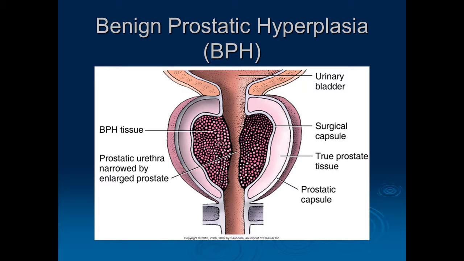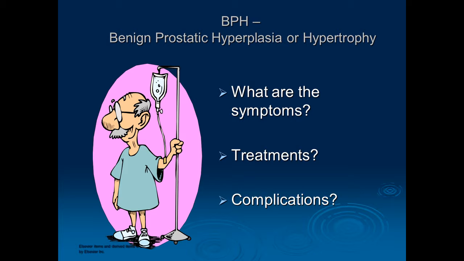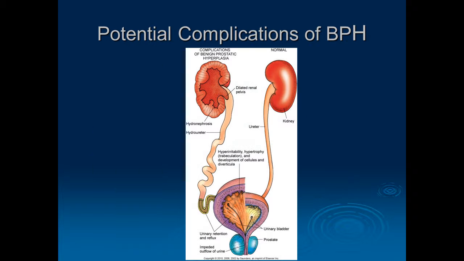BPH is a pretty common condition as men age. It's likely related to the influence of androgens that are already present in the prostate tissue. So the symptoms include urgency, frequency, dribbling, urinary incontinence, unable to start the stream of urine. It can also lead to hydroureter or hydronephrosis. This shows you a picture of what the hydroureter looks like in comparison to a normal ureter, and how the kidney itself can get enlarged. So these are some complications, and urinary retention and reflux can be caused by the prostate enlargement.